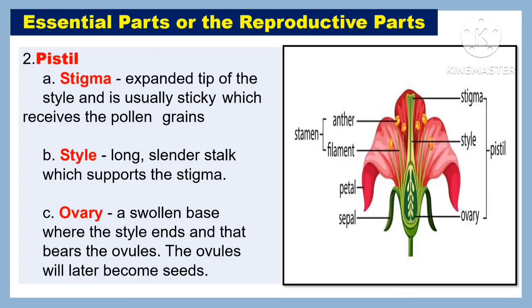And the second one is the style. The style is a long, slender stalk which supports the stigma. And the last one is the ovary. The ovary is a swollen base where the style ends and that bears the ovules. The ovules will later become seeds.